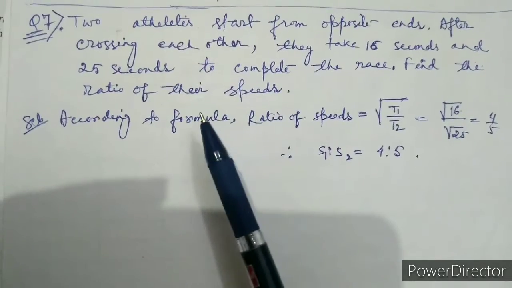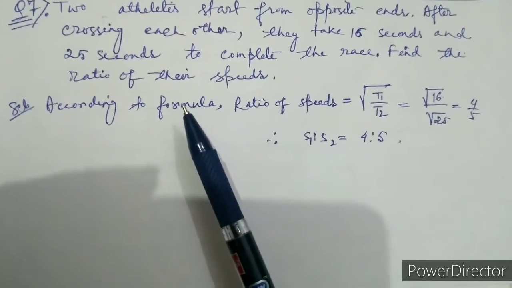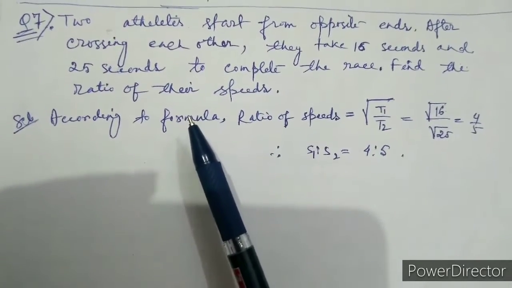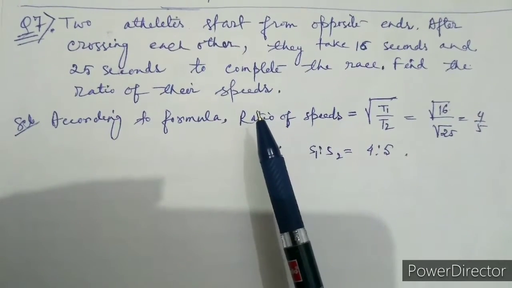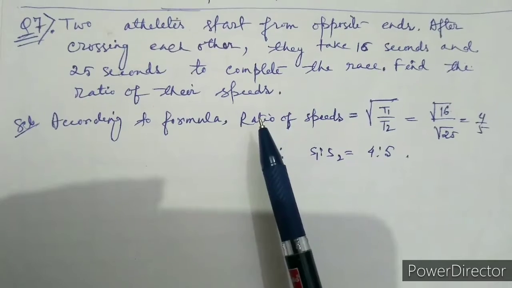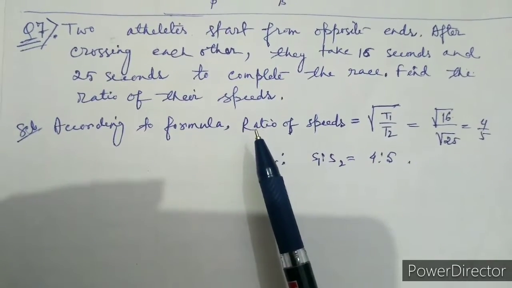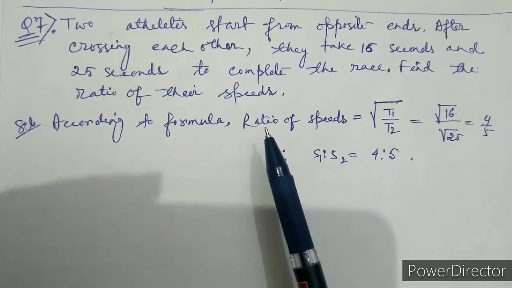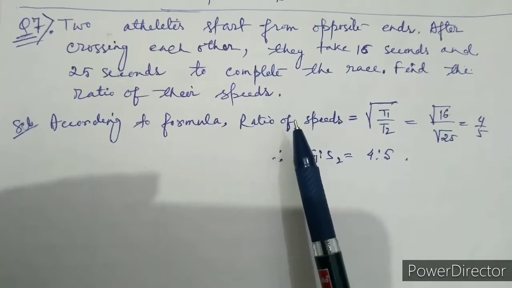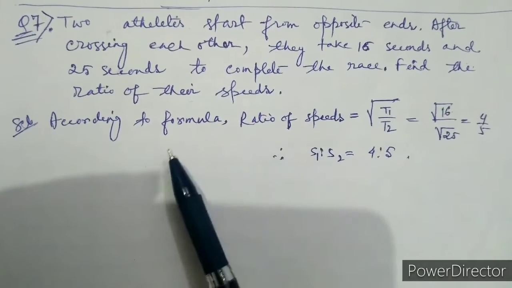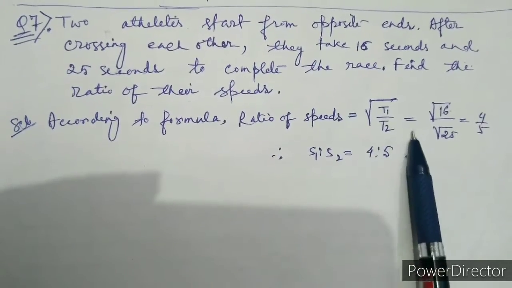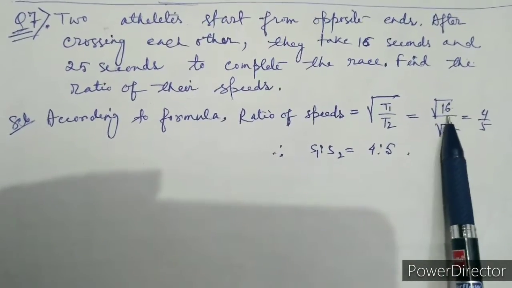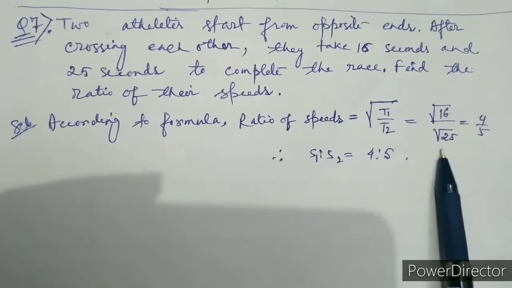So see students, this question is a little bit hard and it has one formula, because if you solve it in the general way, then you have to use more than 2 equations. You may not know how to solve those equations, that's why I have simply taken the formula. The formula is that the ratio of the speeds is equal to the square root of T1 by T2. In the first case the time was 16 and in the second case it was 25.